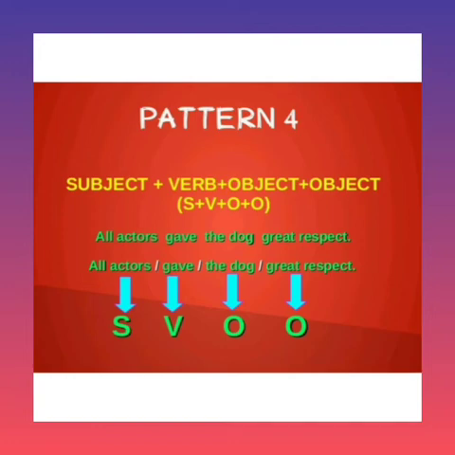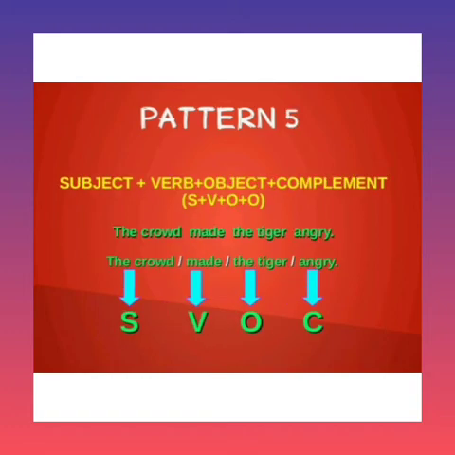Pattern 4, subject plus verb plus object plus object. So there are 2 objects in this sentence. All actors gave the dog great respect. All actors, subject, gave, verb, the dog, object, great respect, also object. So what is pattern 4? Subject plus verb plus object plus object.